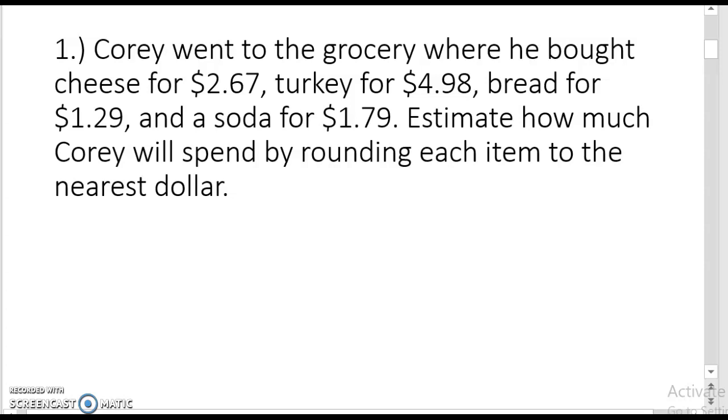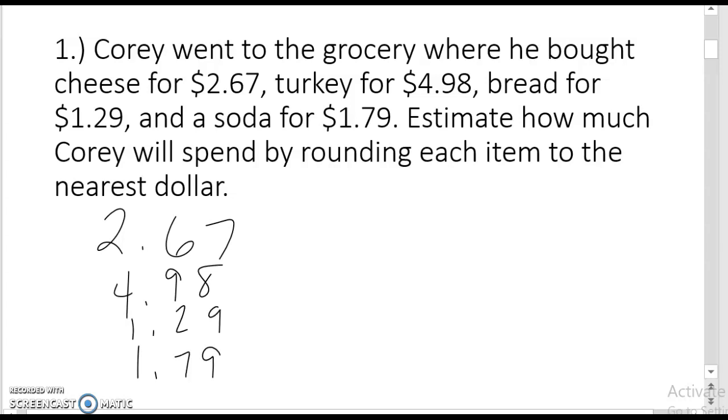Okay, so think about this. We've got cheese for $2.67, turkey for $4.98, bread for $1.29, and soda for $1.79. Now the directions say round everything to the nearest dollar. And you can imagine if you're in the grocery store, rounding to the nearest dollar is going to be a whole lot easier than say to the nearest 10-cent kind of a thing.